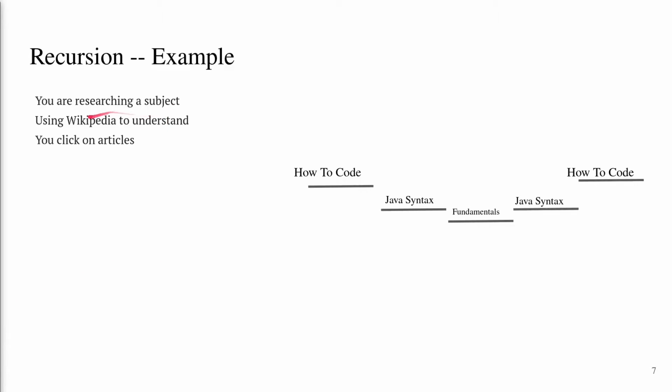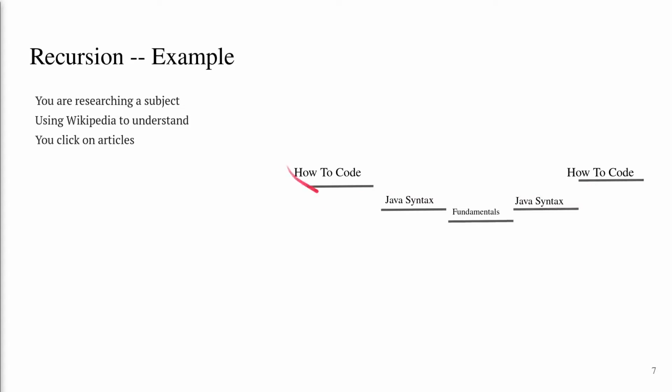So if we're researching a subject, we might be using Wikipedia to understand what that subject is and learn about it. So when we click on articles, we click on some article of how to code, and we don't know how to code. So we see some sort of Java on the page. Well, then we say, what the heck's Java and what the heck's Java's syntax? So we go into trying to understand what Java's syntax is. But then we realize we don't even know the fundamentals of programming and computer science. So then we go into the fundamentals and we learn how the fundamentals work. And once we figure out how the fundamentals work, we can now return to learning how Java works. And then once we're done with understanding the syntax of Java, we can go back to learning how to code.